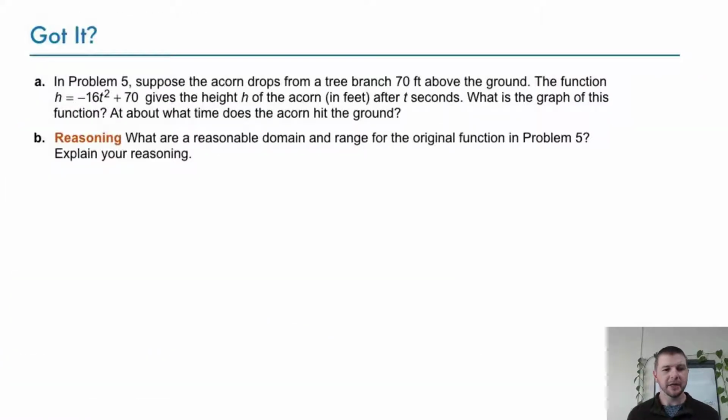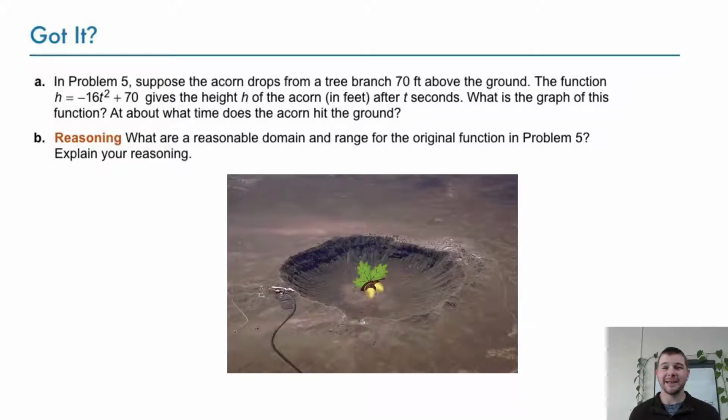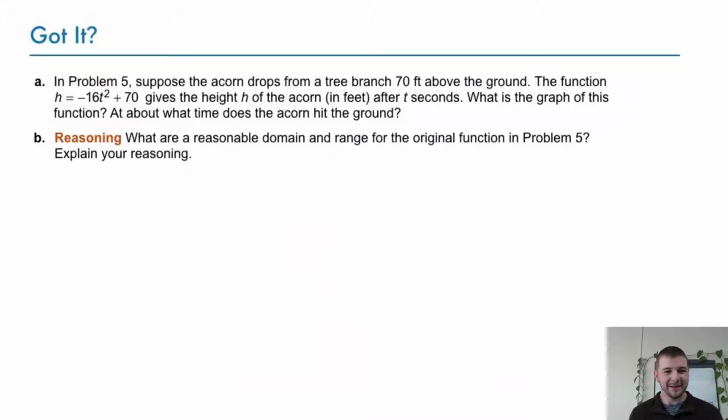Your turn. Part A. In problem 5, suppose the acorn drops from a tree branch 70 feet above the ground. Now we may get an impact crater. The function h equals negative 16t squared plus 70 gives the height h of the acorn in feet after t seconds. What is the graph of this function? At about what time does the acorn hit the ground?